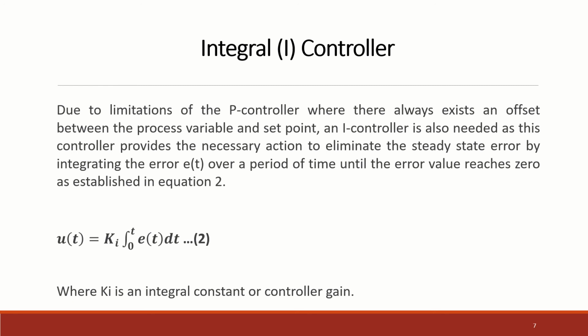Due to the limitations of the P controller, where there always exists an offset between the process variable and set point, an I controller is also needed as this provides the necessary action to eliminate the steady-state error by integrating the error over a period of time until the error value reaches 0 as established in equation 2, where Ki is an integral constant or controller gain. Therefore, due to the unique ability of this I controller to return the control variable back to the exact set point following a disturbance, both the proportional and integral actions are associated in a PI controller.